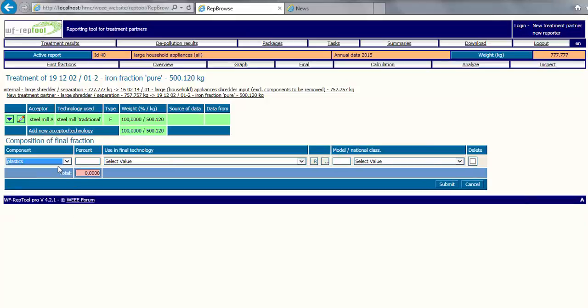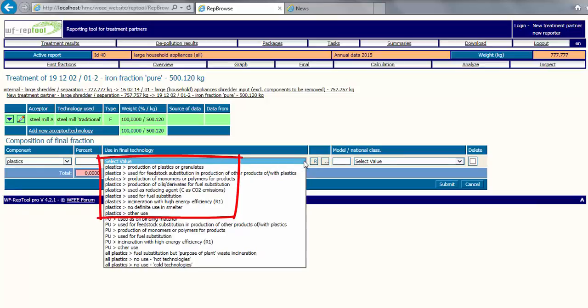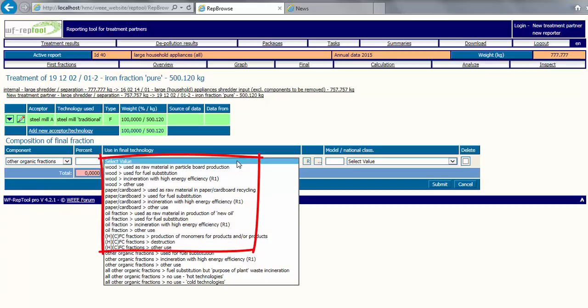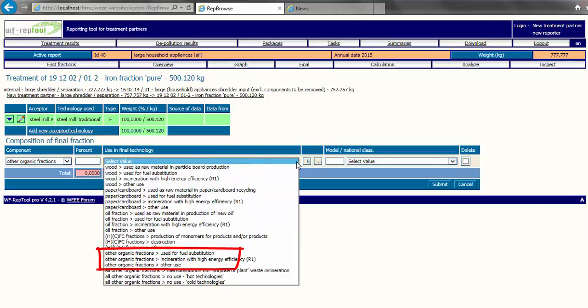Organic fractions we distinguish to plastics. Here we see mainly hard plastics and pure foam plastics from cooling and freezing appliances. Other organic fractions we distinguish wood, paper, cardboard, oil fraction and CFC fractions. For other organic fractions, you may use other organic fractions.